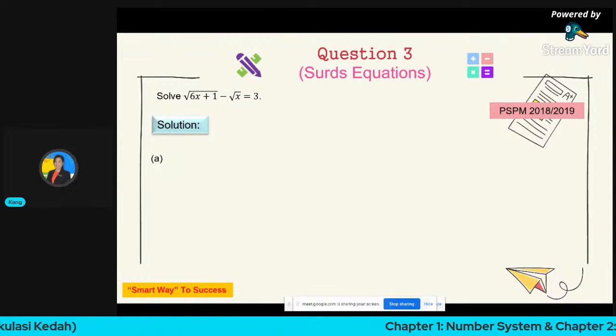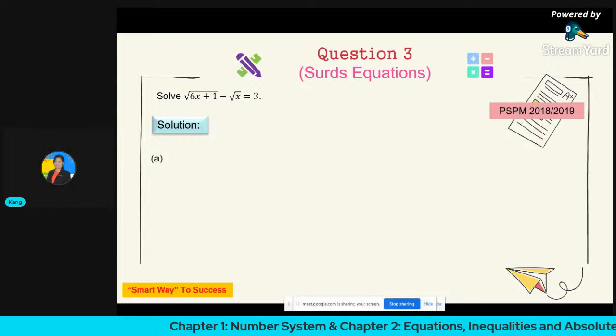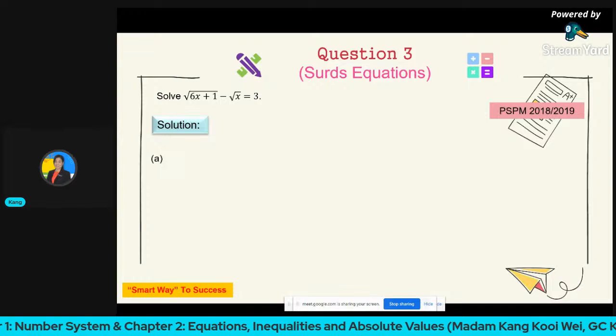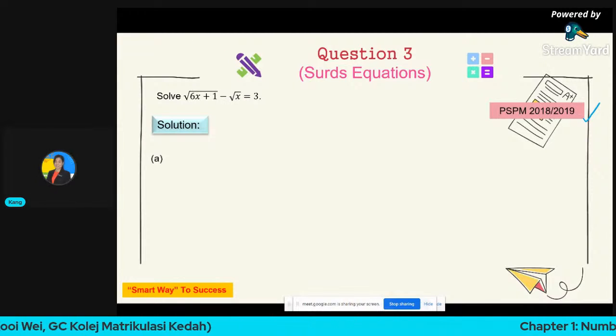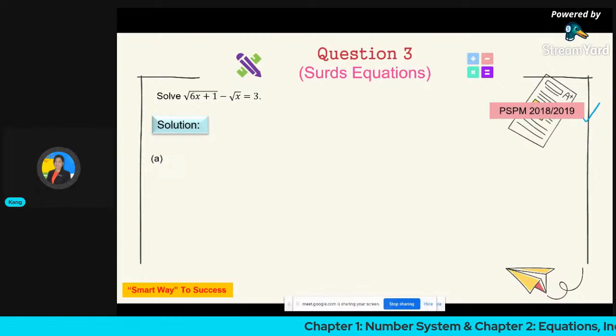Okay, now we are going to master the technique of solving the third equation. Okay, so for this question, it is the PSPM 2018 and 2019 question. Solve this equation. Ask yourself, what is this equation? It is logarithm, it is indices, or it is a surd. It is a surd, then you choose the correct method to solve it.